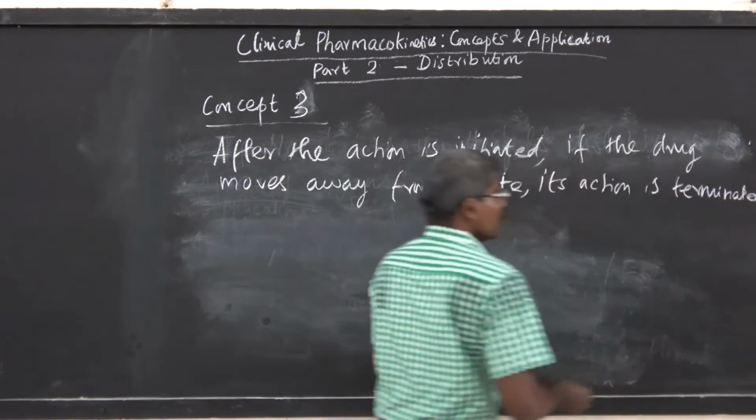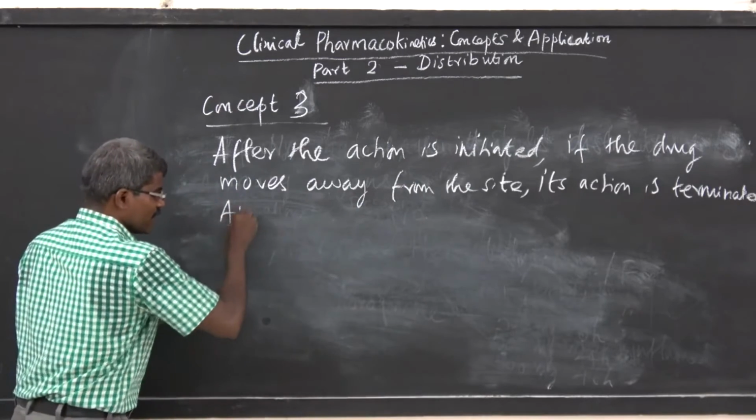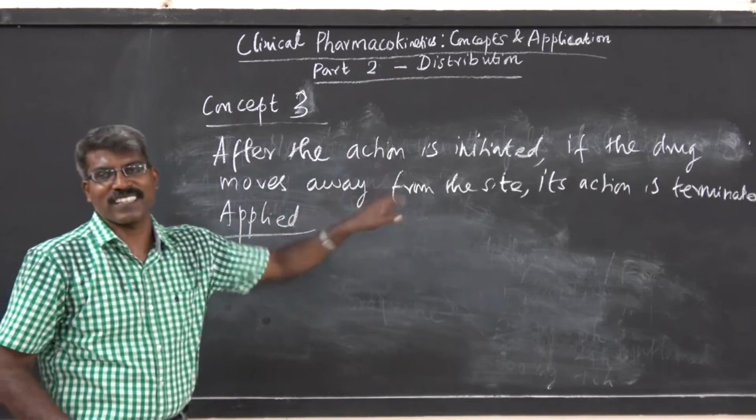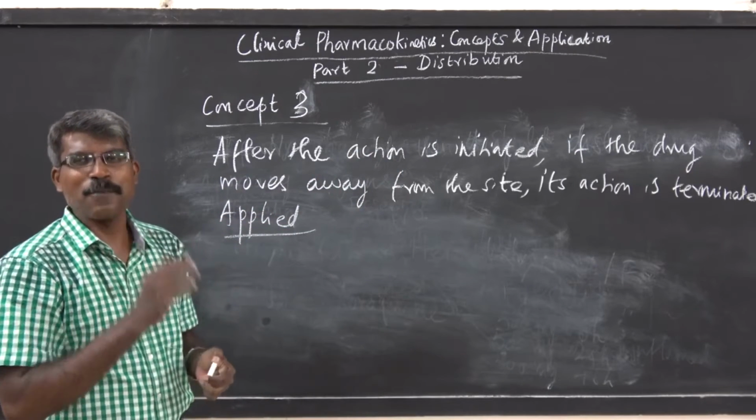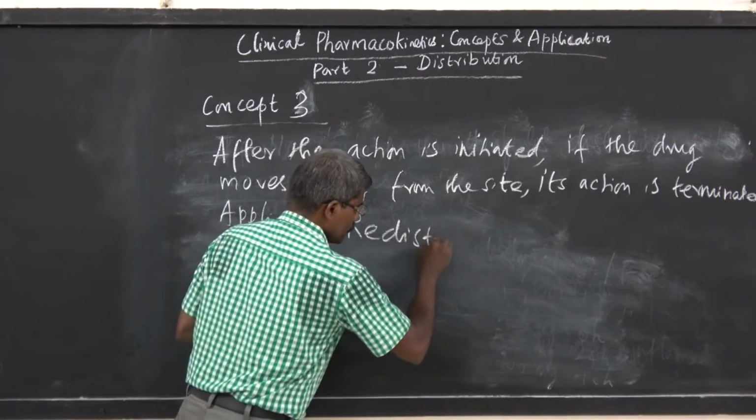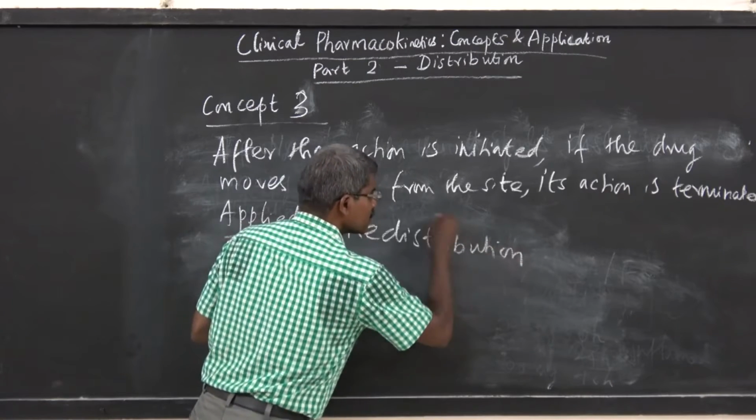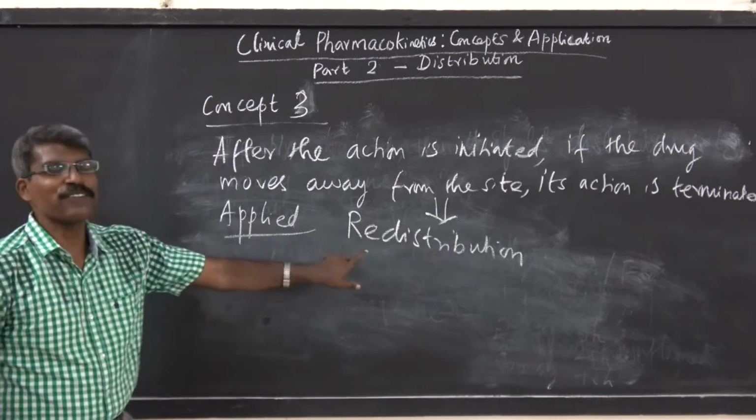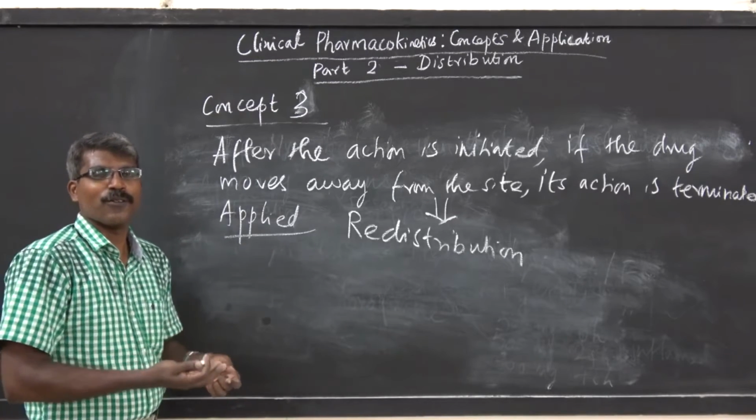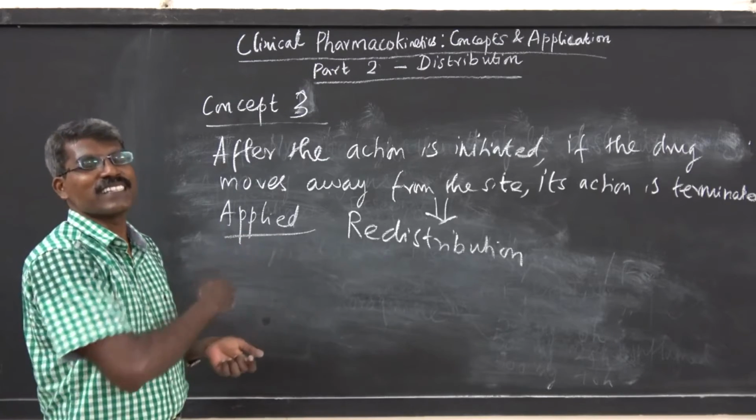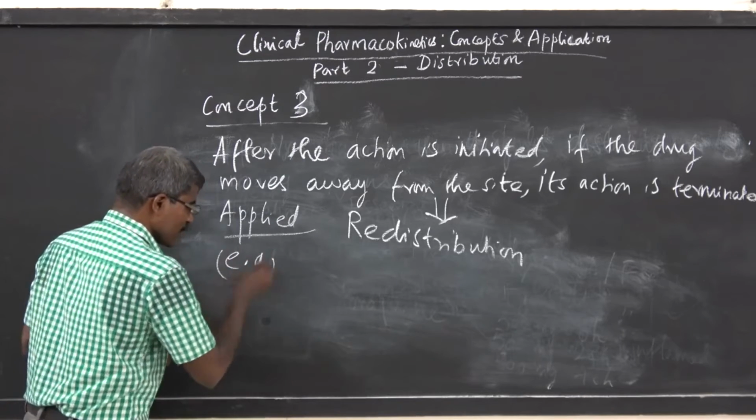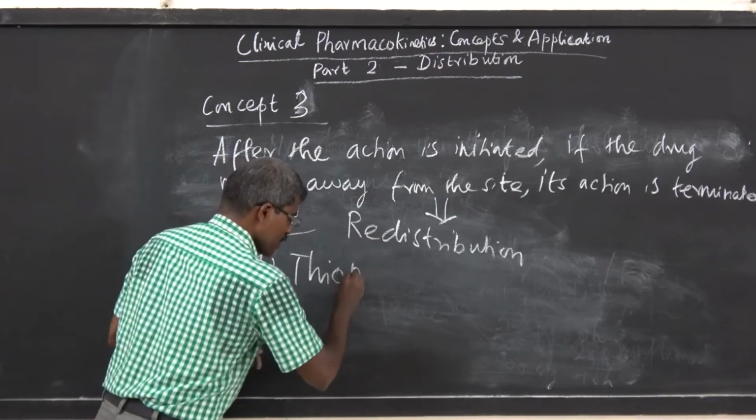Now let us see how this concept is applied. Now this full sentence or this concept is given a simple term, what is called as redistribution. The name itself tells distribution is being given to many organs, isn't it? So once it spreads, it's again from the site it gets redistributed. That's what the meaning. Now, a very classical example of how this concept is applied comes in thiopentone.